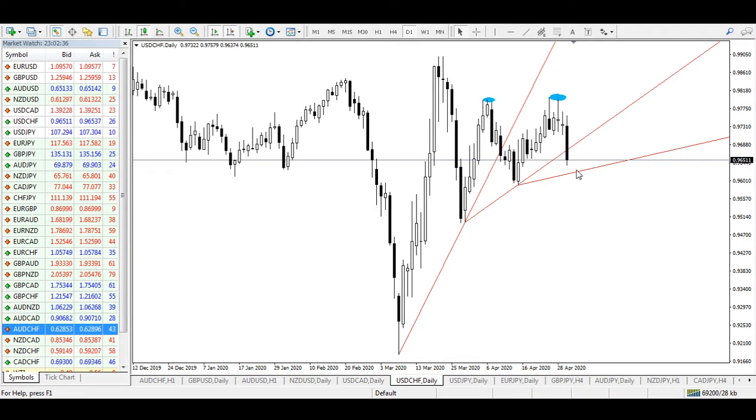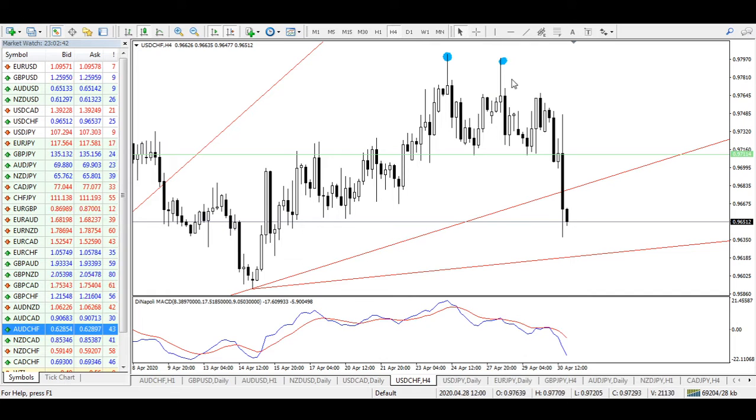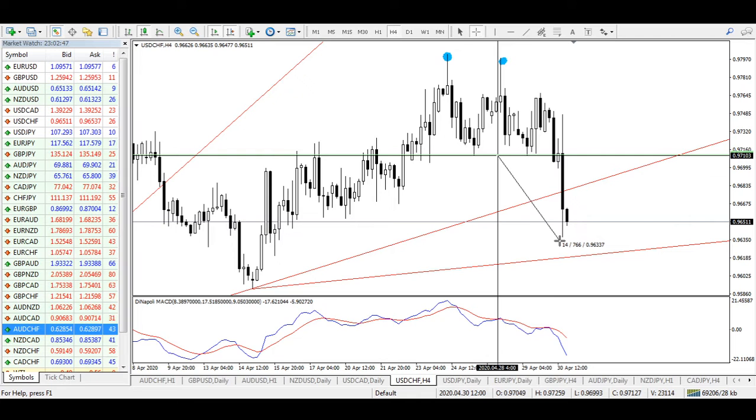USD CHF is more likely to go even beyond this deviated trend line, even beyond the target of this double top. This is not going to stop around this 96.20 area because of the fast speed. Now the classic target of double top as well as the deviated trend line are going to coincide here around 96.20 area, but I think USD CHF is not going to stop here. There will be a bigger fall.